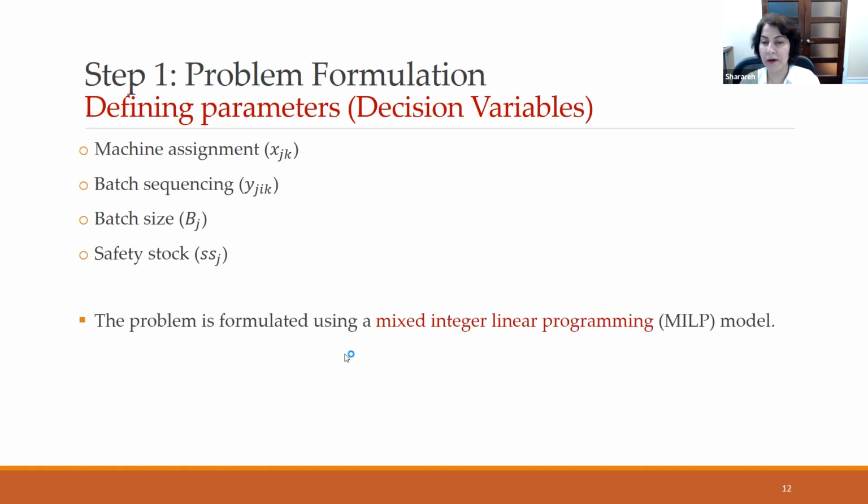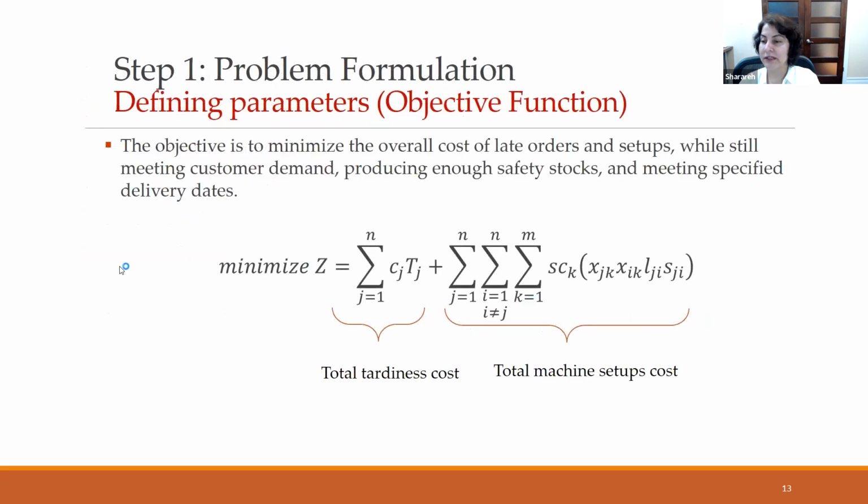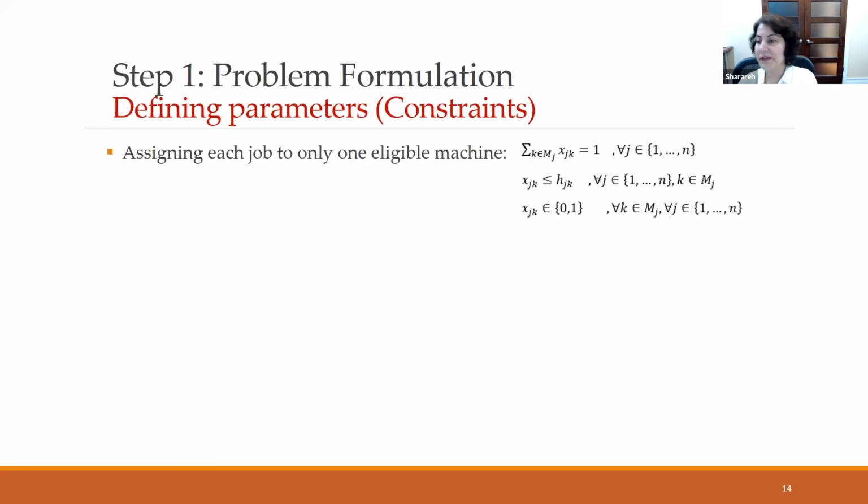The problem is formulated as a mixed integer linear programming model, with the objective of minimizing the total cost. The total cost consists of the cost of tardiness and the machine setup cost, which we want to minimize. Like all mixed integer programming models, the model is subject to certain constraints, so we have a different set of constraints defined.